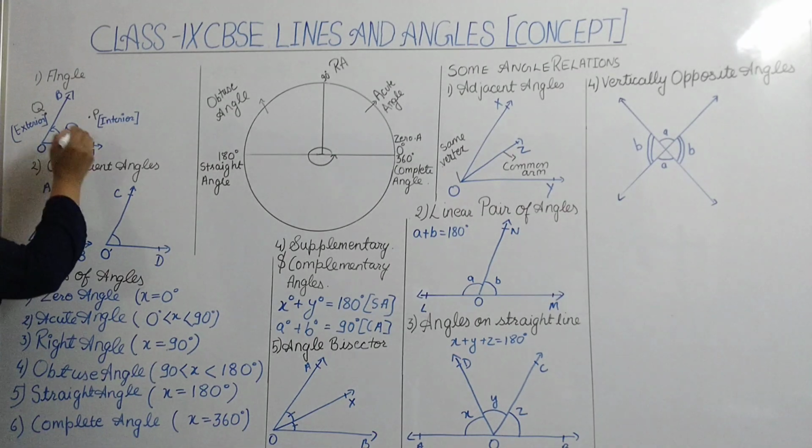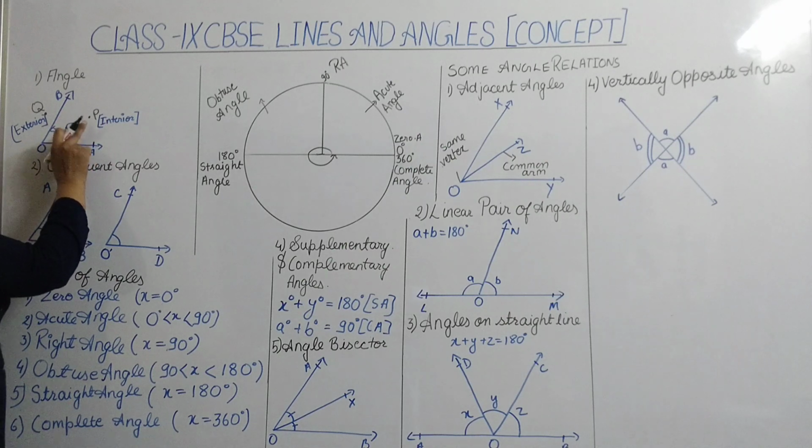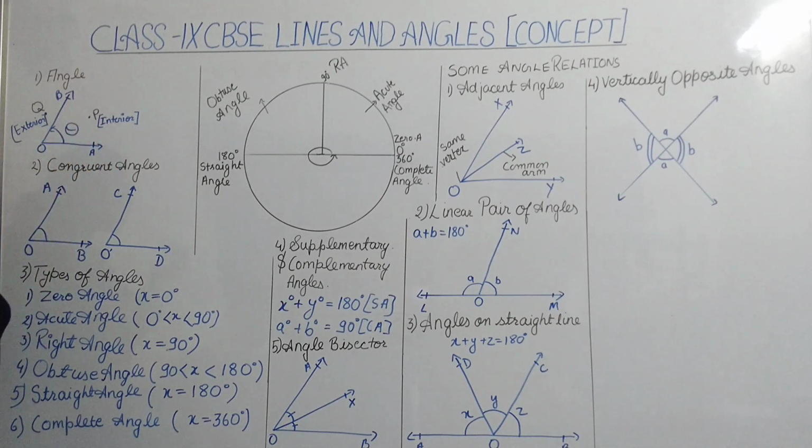Now, interior and exterior of the angle. Here we can see that the point P lies in between these two rays, so that is why P is said to be in the interior, and Q is outside the angle, so that is why Q is said to be in the exterior.